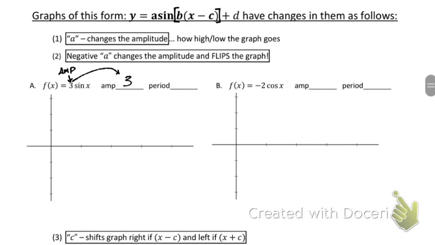Period, still going to be 2 pi. It's always going to be 2 pi until tomorrow. Tomorrow we'll talk about which one of these letters adjusts your period. So anytime I ask for the period today, just put 2 pi. We don't know how to change it right now. It's always going to be 2 pi.